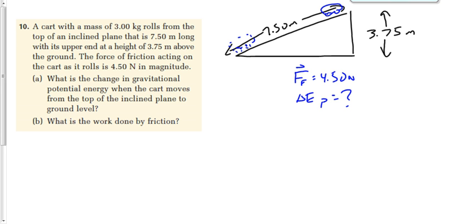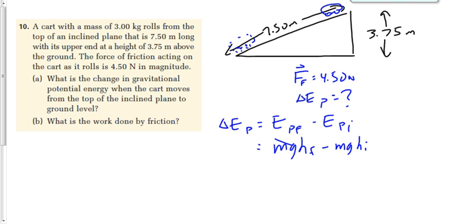I'll tell you what, the easiest way to find a change in gravitational potential energy is the easiest way to find a change in anything. Subtract the final minus the initial. So we're going to say delta EP is equal to EP final minus EP initial. In other words, it's going to be mgh final minus mgh initial. Now, mgh final is 0, right? Because it ends up on the ground. So it's going to be 0 minus m, 3 kilograms times 9.81 times the initial height of 3.75 meters.